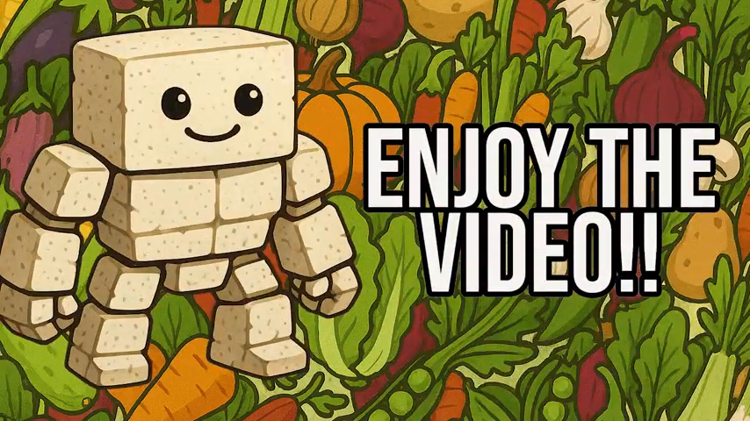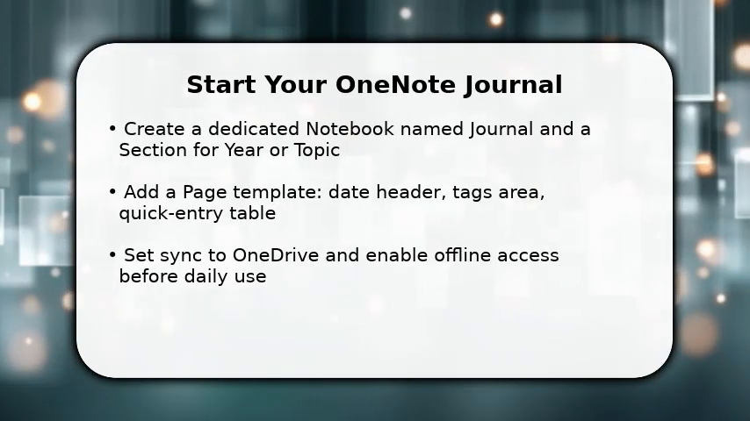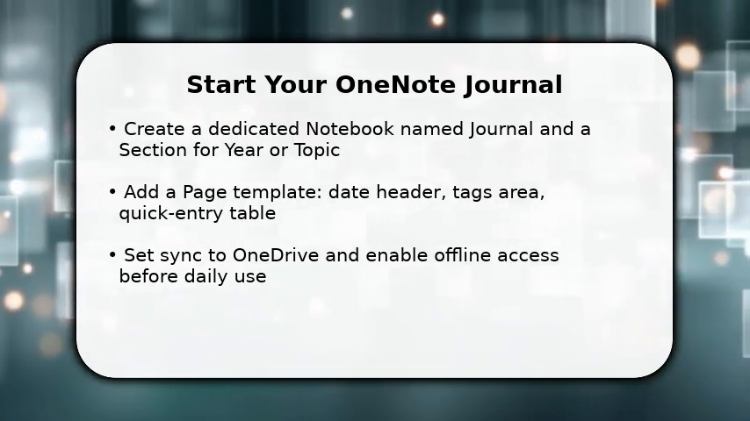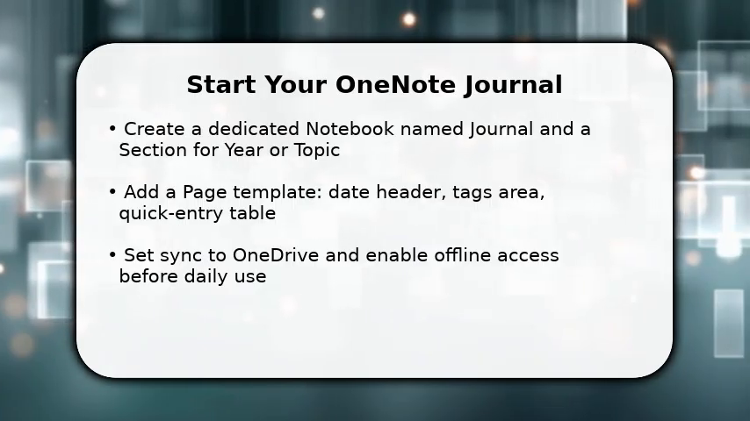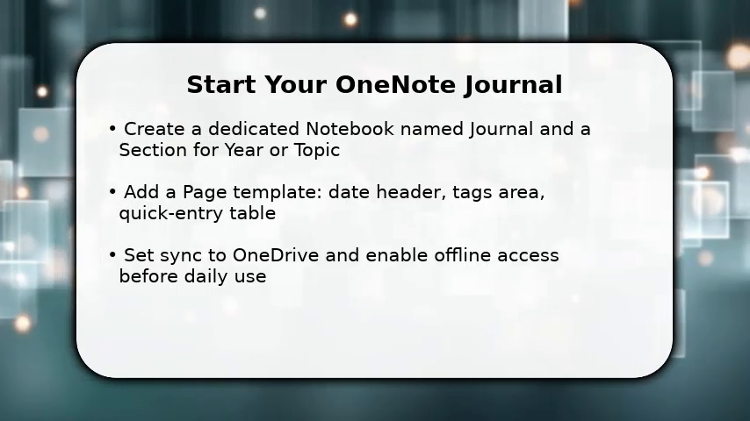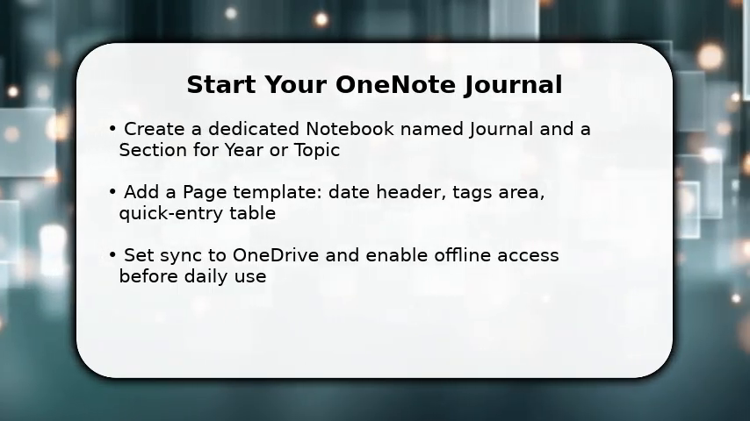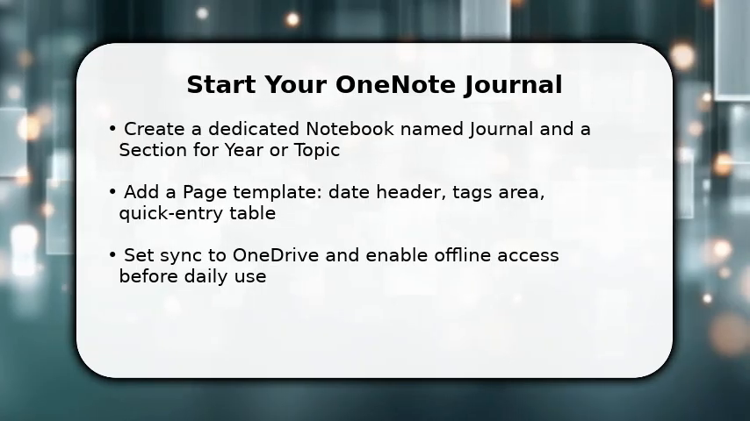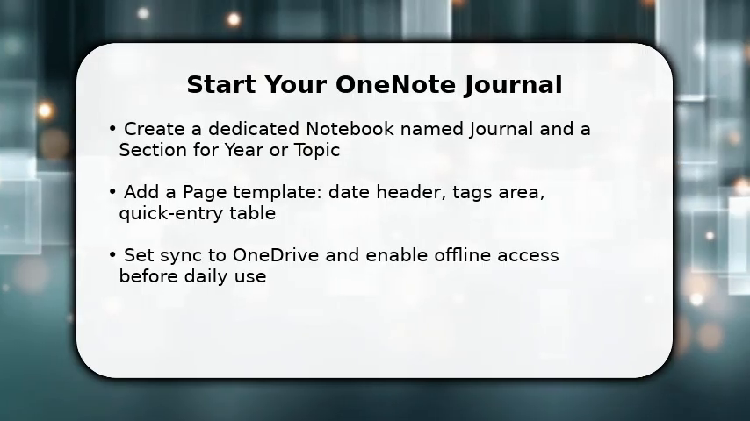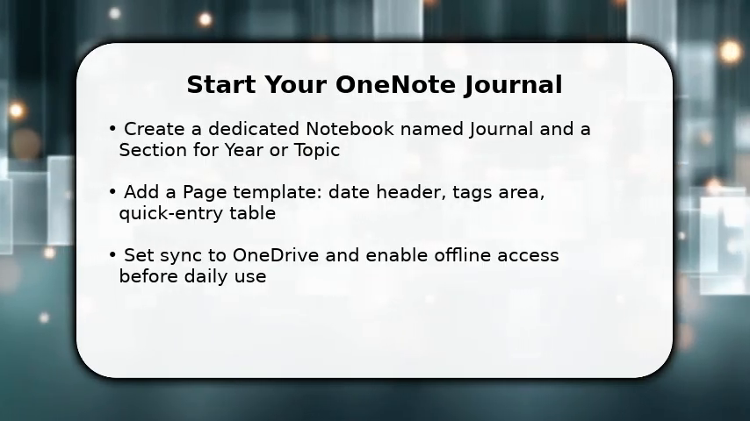Please enjoy the video. You begin by creating a dedicated notebook called Journal and a section for today's context. This isolates entries and speeds search. Next, add a reusable page template with a date header, mood/status line, and a small quick entry table for bullets. Once done, enable OneDrive sync and offline access so entries save instantly across devices.